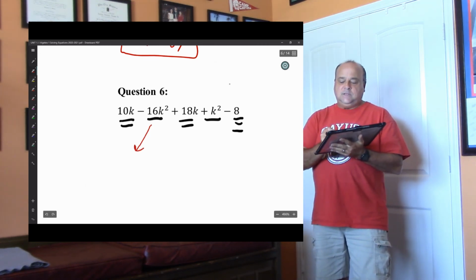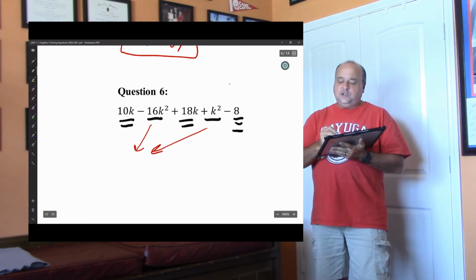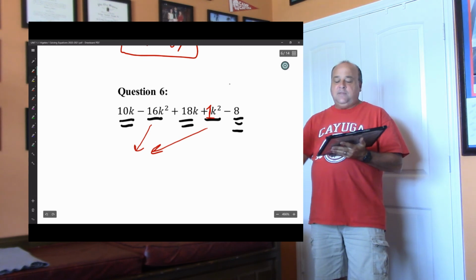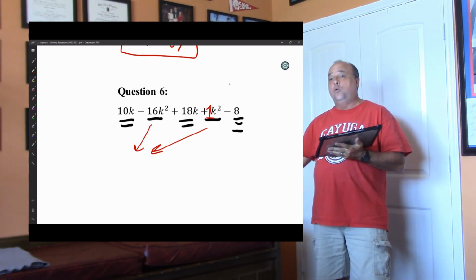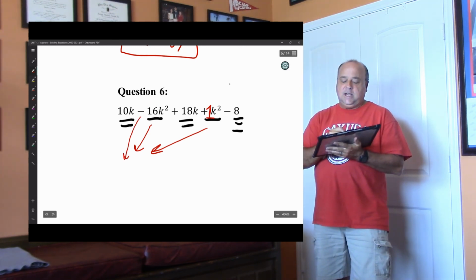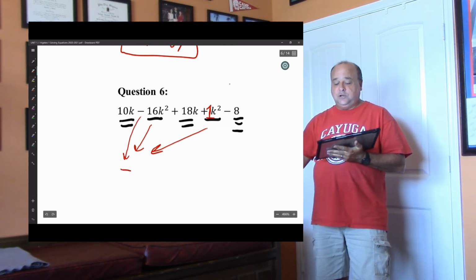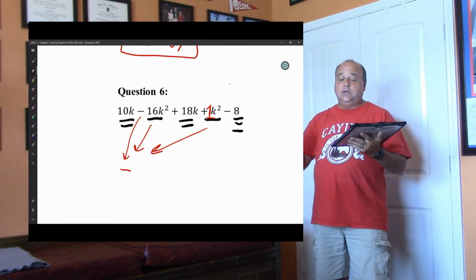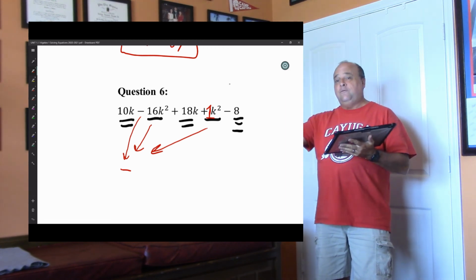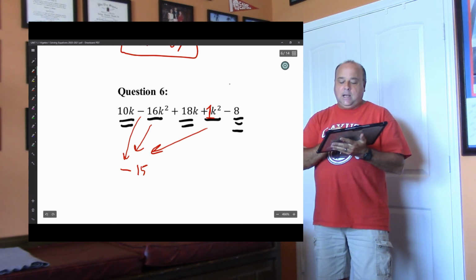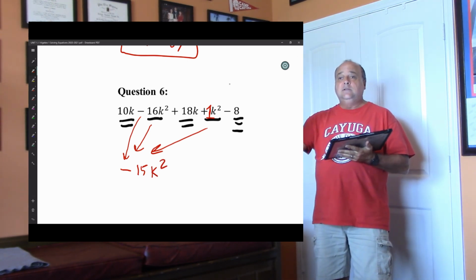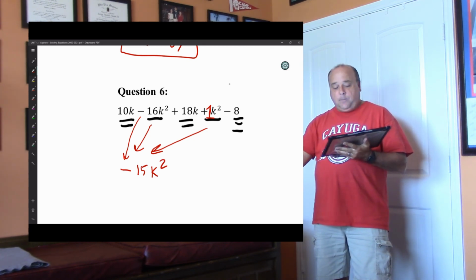You're going to group the single underlines first. There's no number in front of that k, so technically it's a 1. Now then, do you have more 16s or do you have more 1s? You have more 16s. Write down the sign first. Would you add or subtract 16 and 1? Since the signs are different, that's right. 1 away from 16 is 15. My letter is K and my exponent's 2. What did we just write down? Sign, number, letter, exponent.